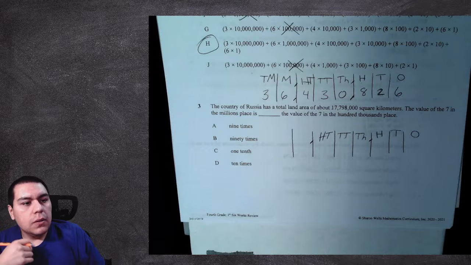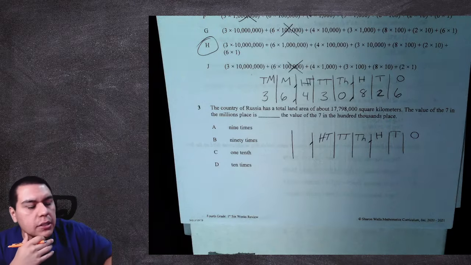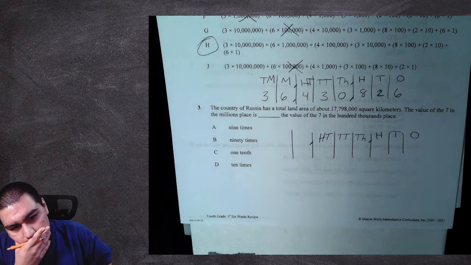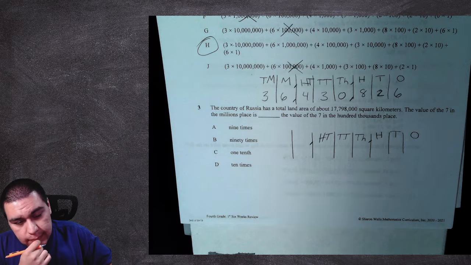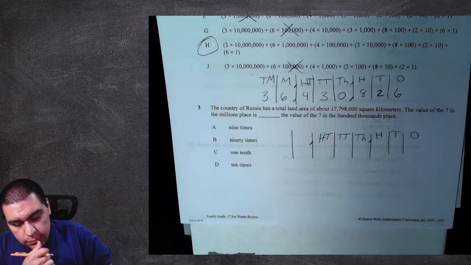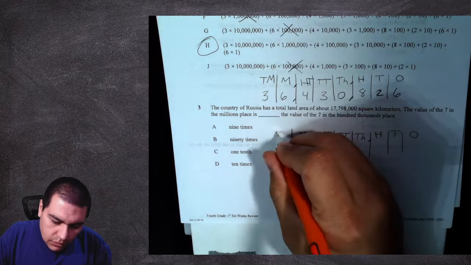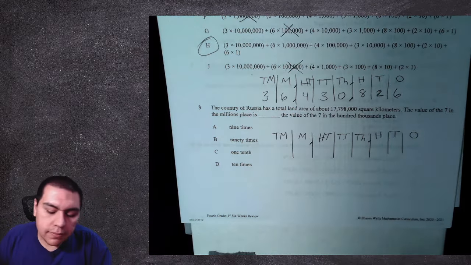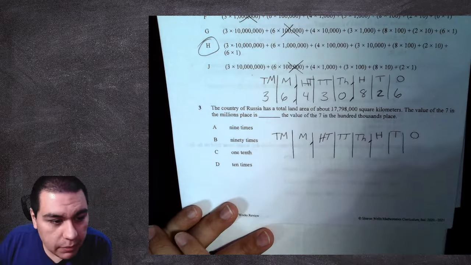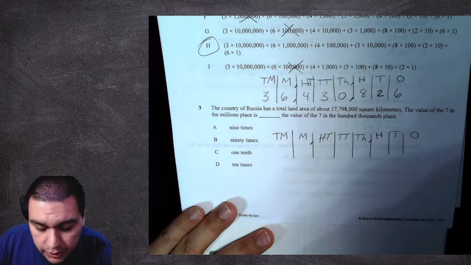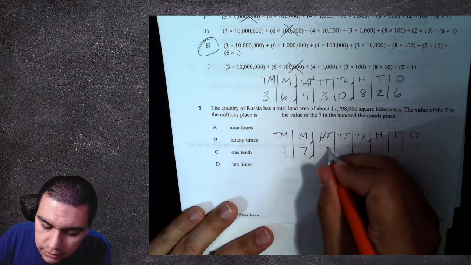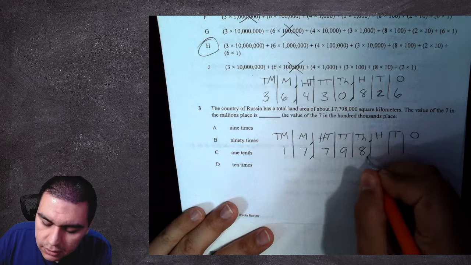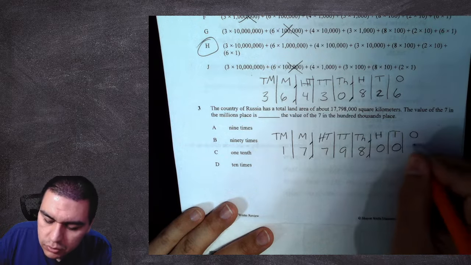Alexa, what are these two place values I'm missing? 1 million and 10 million. Perfect. Million, 10 million. Let me copy my number. I'm going to make sure my commas are lined up. 17, comma, 798, comma, 000.